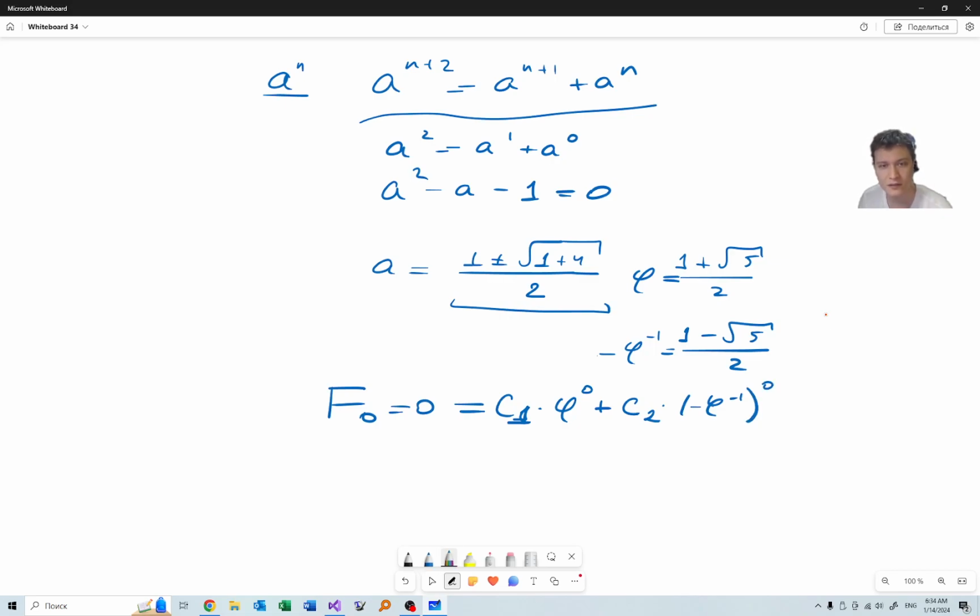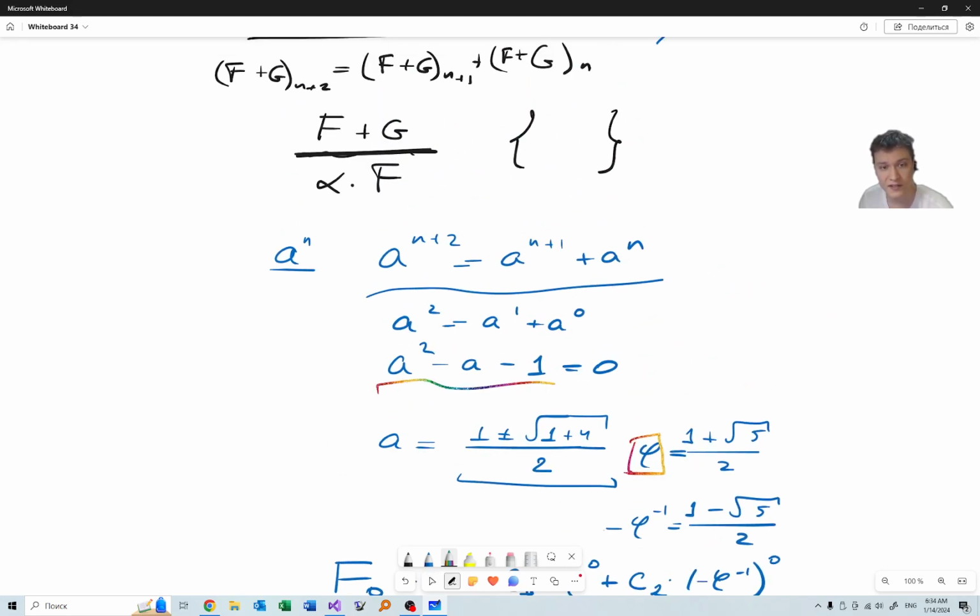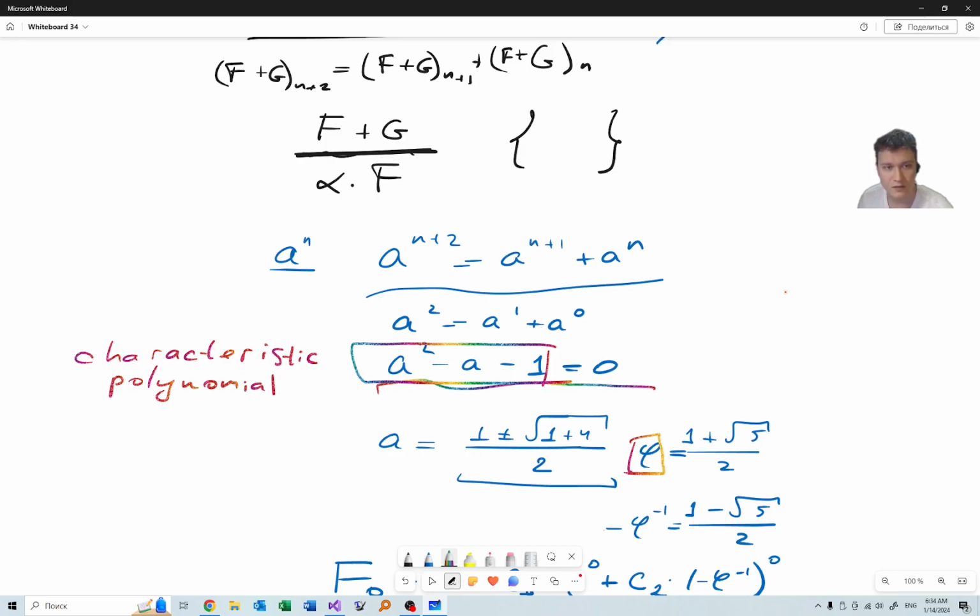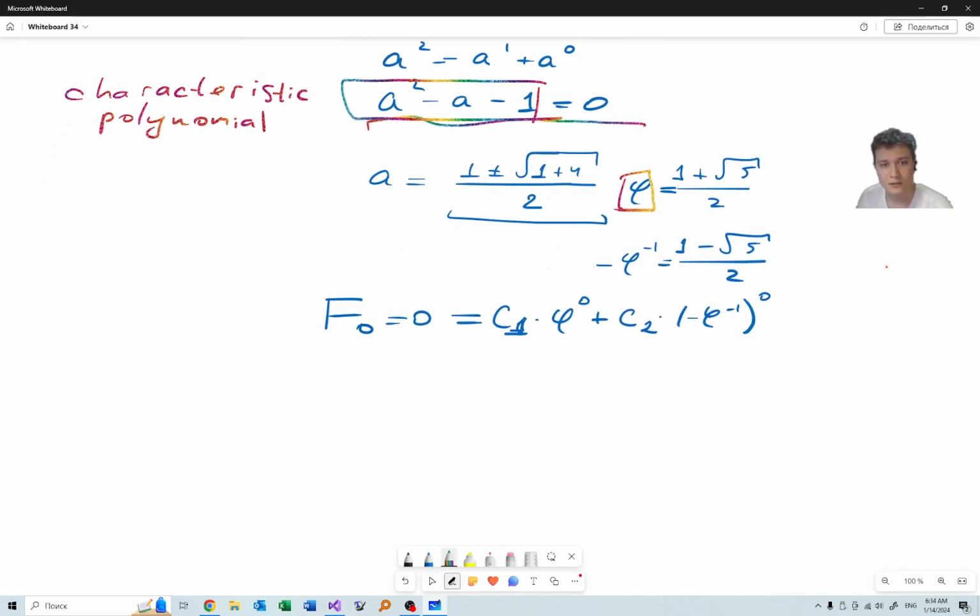Yeah, because we know that both roots of this equation, where the left side is called the characteristic polynomial of this recurrence. So we know both roots of our characteristic polynomial, and we try to raise them to the power 0 and to the power 1.